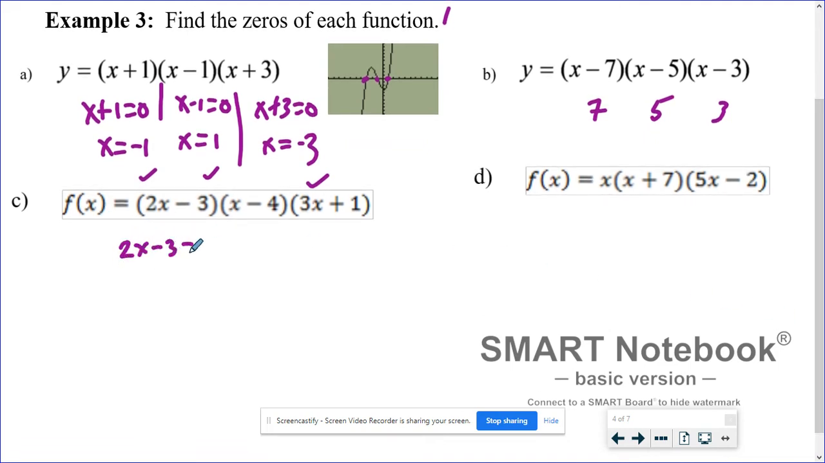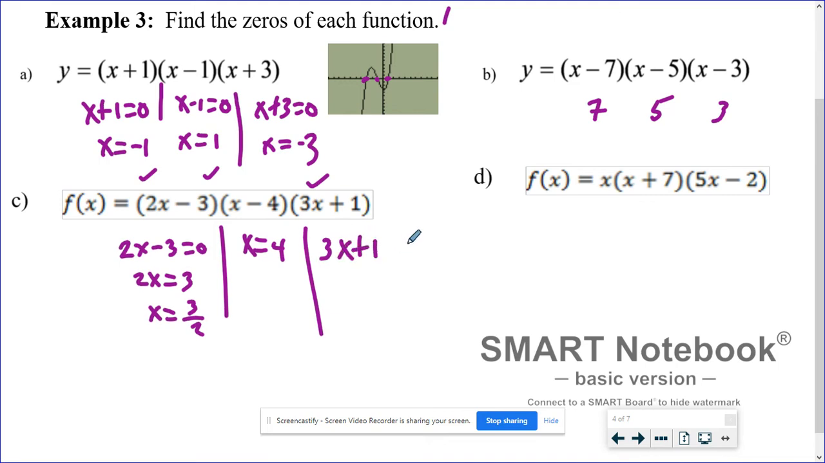So 2x minus 3 equals 0. Add 3, you get 2x is equal to 3. Divide by 2, you get x is equal to 3 halves. This one's going to be x equals 4. And then this one, 3x plus 1 equal to 0. Subtract 1, you get 3x is equal to -1. Divide by 3, you're going to get x is equal to -1/3. All right, I'm going to leave part D for you to try as an exit ticket.